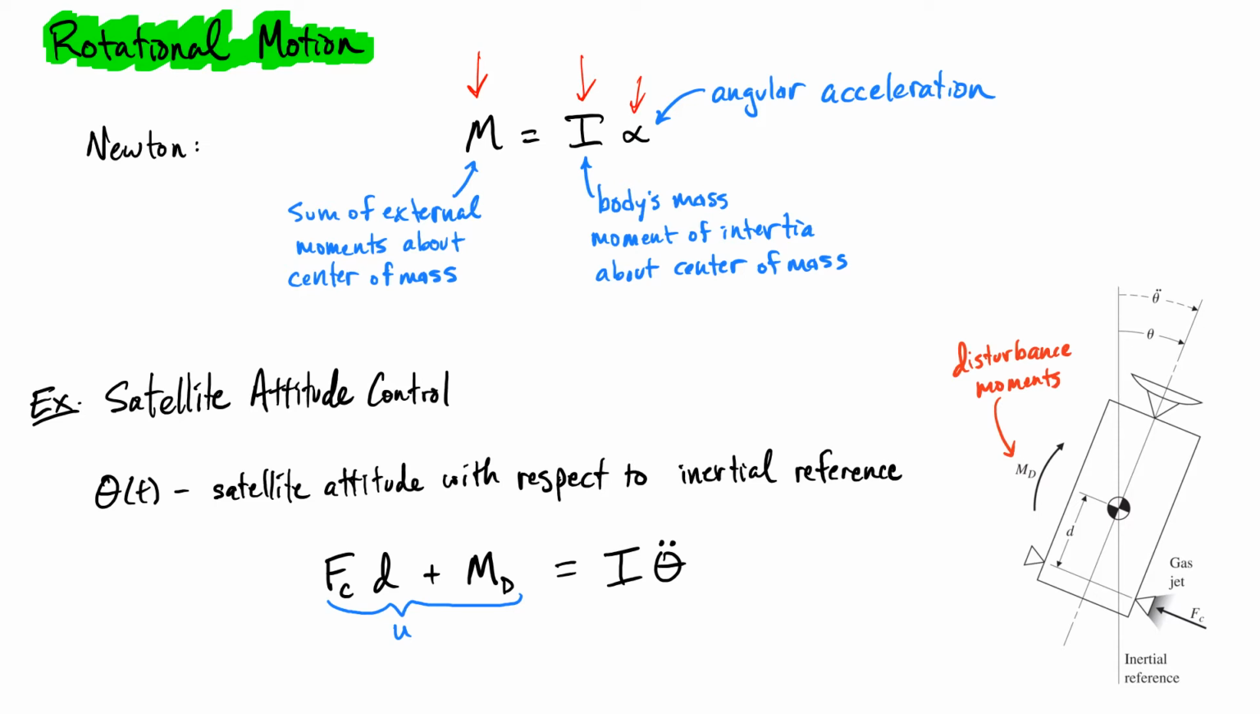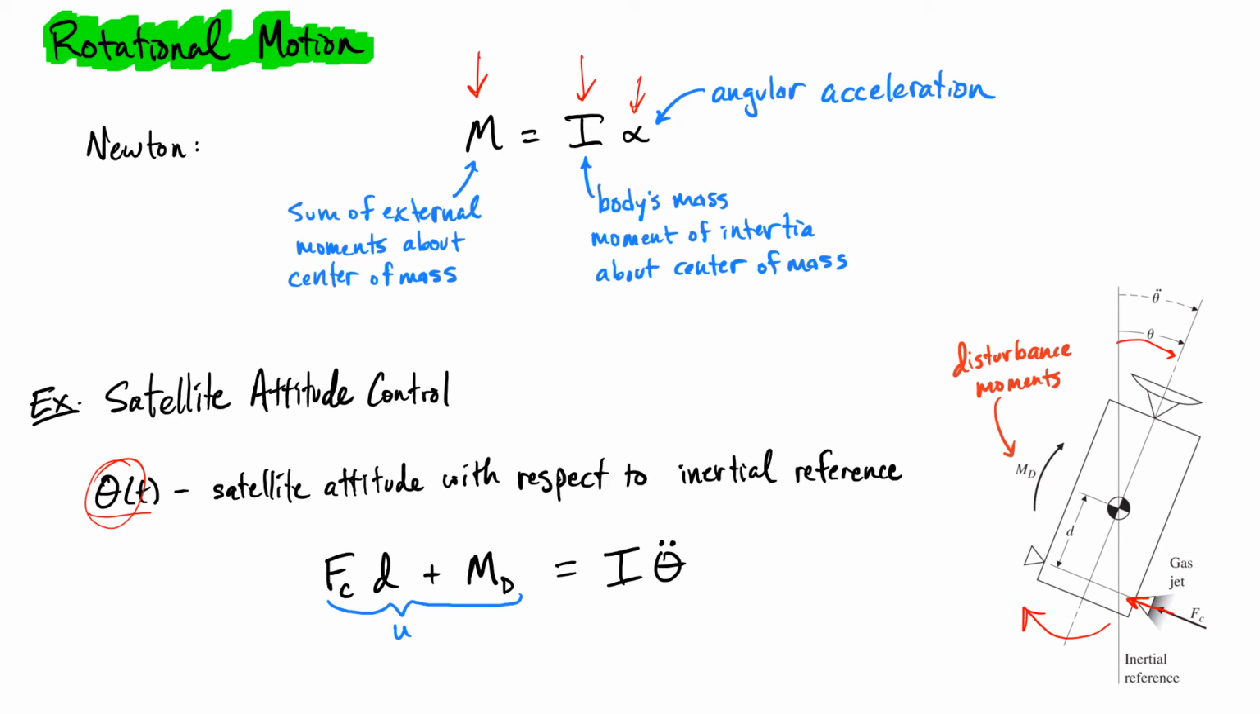So just as a simple example, in this case, we could model a satellite's attitude, so its angle with respect to some particular reference, and we could use variable theta to describe that. And so in this case, theta could represent the angle from this reference. Moments could happen due to, for example, this gas jet, which could create a force that pushes the satellite like this, and that would induce a clockwise rotation.